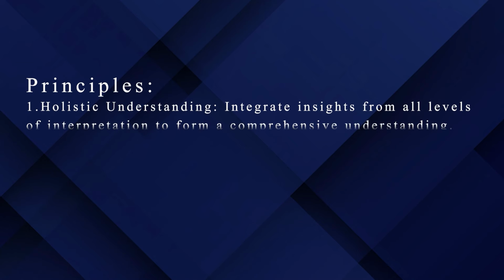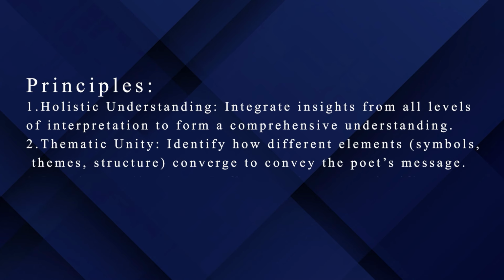So what are the principles? Holistic understanding. You should integrate insights from all levels of interpretation to form a comprehensive understanding. Number 2, identify how different elements like symbols, themes, structures converge to convey the poet's message. You should put together different themes, symbols, structures, different interpretations, opposing given interpretations, next to each other to see what's going on, what the big picture is.